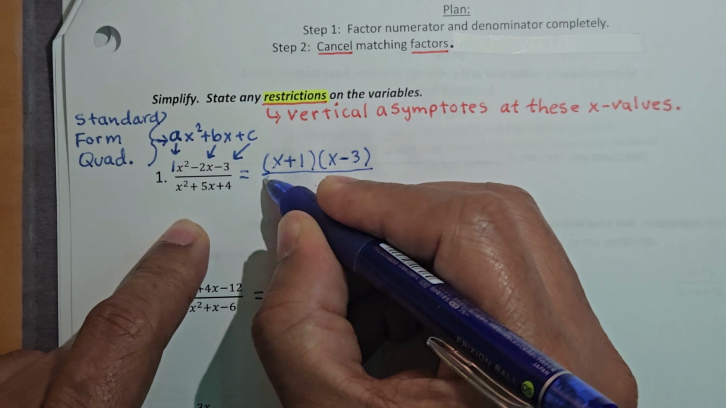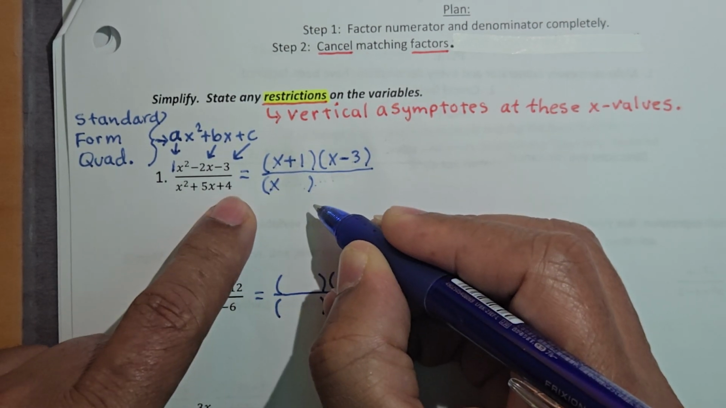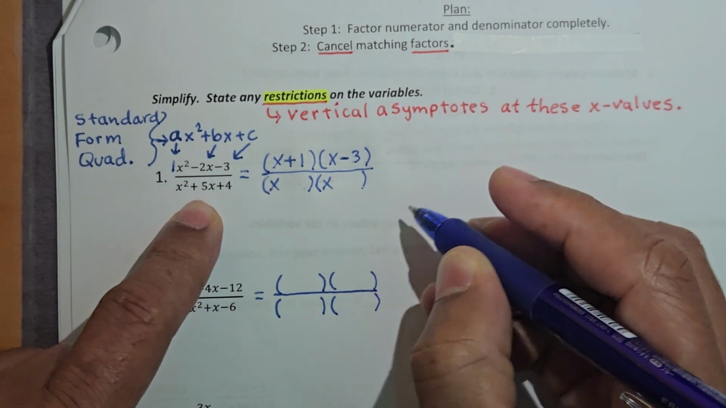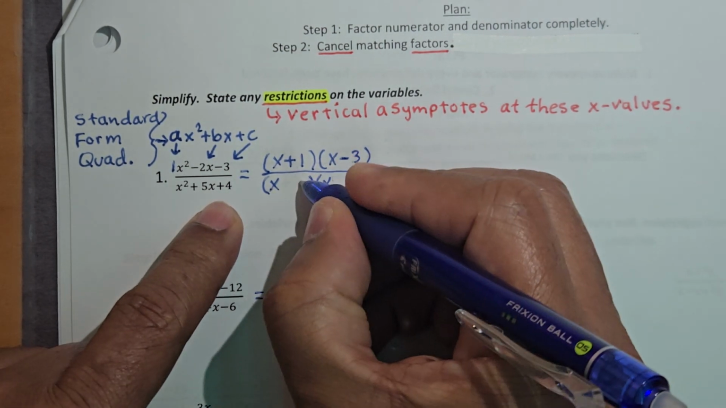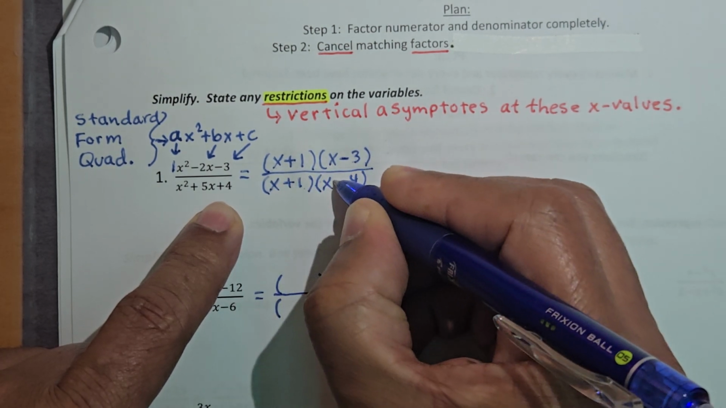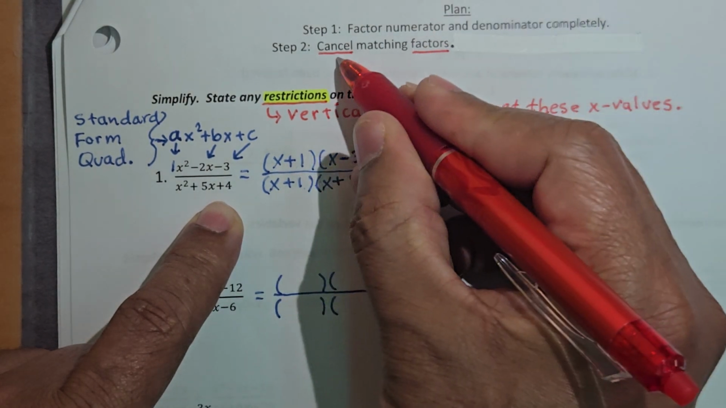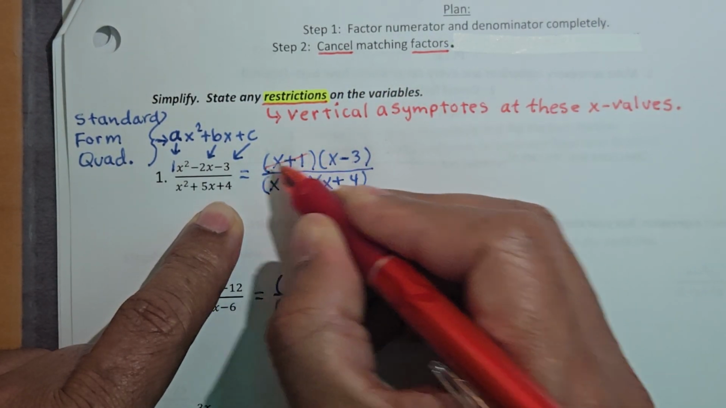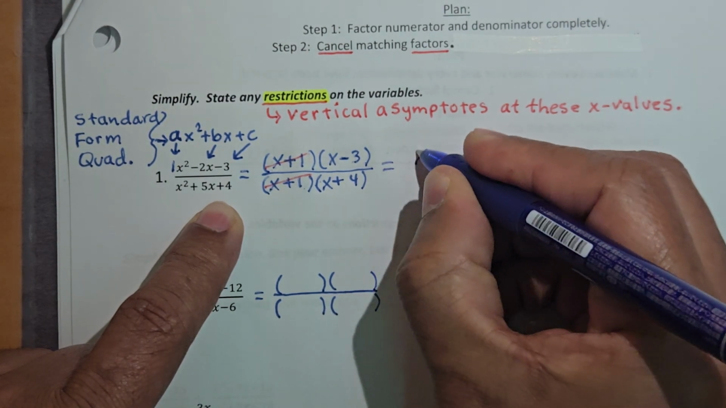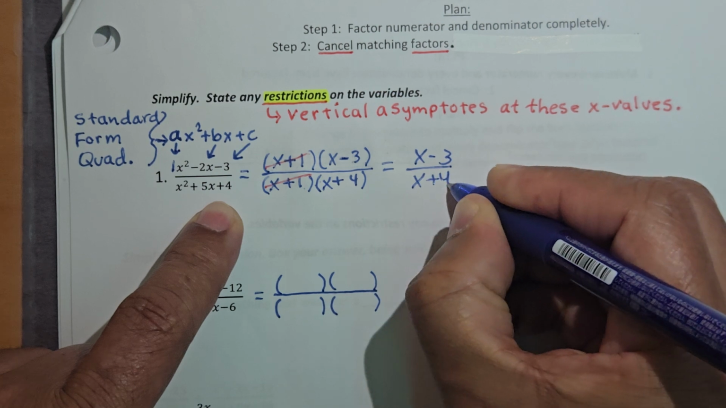Now, denominator, multiples of 4 that add to 5. Okay, so for this one, the only multiples that add to 5 are 1 and 4. So then this will be plus, and this will be plus also. So as you can see, these are the matching factors x plus 1 and x plus 1. So then this simplifies to x minus 3 over x plus 4.